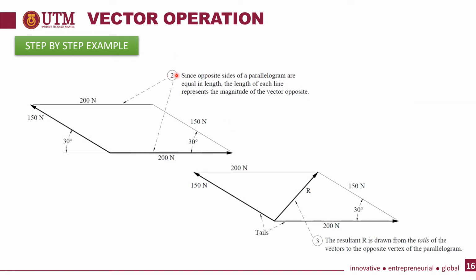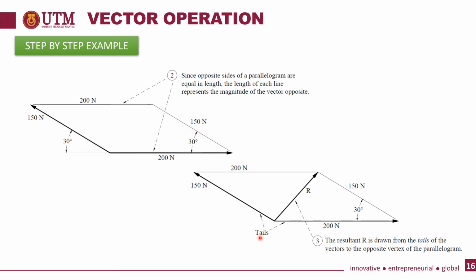Alright, so the second step is, since opposite sides of a parallelogram are equal in length, the length of each line represents the magnitude of the vector opposite. As you can see here, the length here, 200 Newton, is equal to here. This is also 200 Newton because the length and also the angle of each parallel line is similar. So when you are drawing the parallelogram shape, the parallel lines between each segment are similar in magnitude. This is 200 Newton and this is also 200 Newton. Similar to here, this is 150 Newton and this is also 150 Newton.